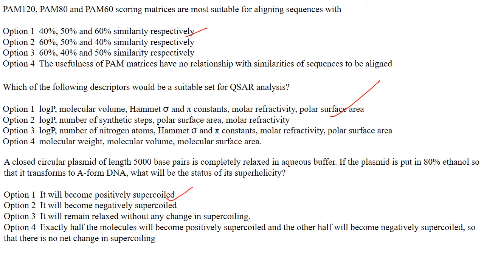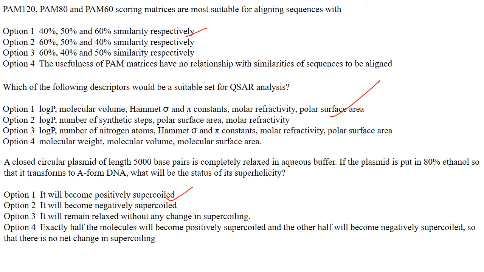Then next one. Which of the following descriptors would be suitable set for QSAR analysis? So descriptors are chemical characteristics of a molecule in numerical form. Example, logP, which is a quantitative representation of lipophilicity of the molecule. So here they have asked descriptors suitable for QSAR analysis: logP, molecular volume, Hammett sigma and pi constants, molar refractivity, polar surface area. Answer is option 1.